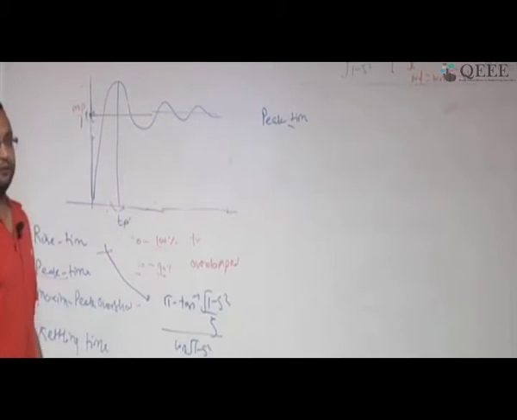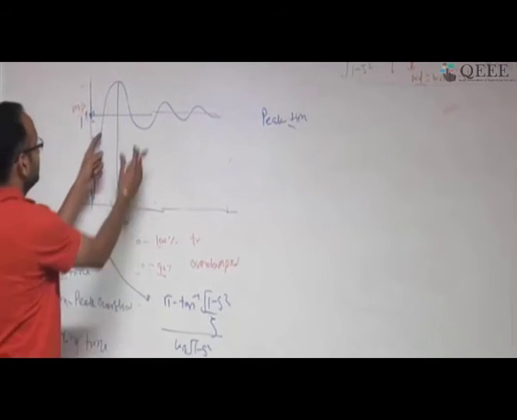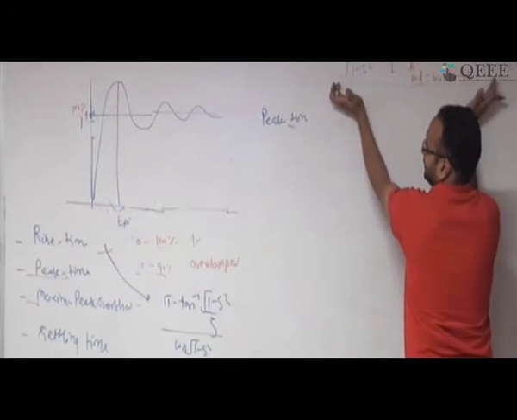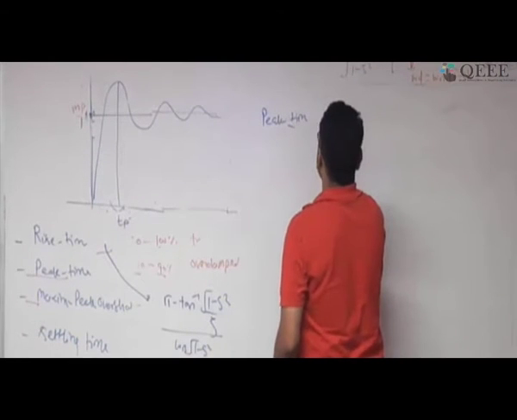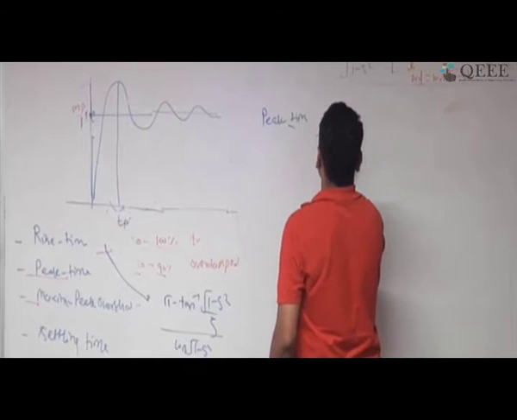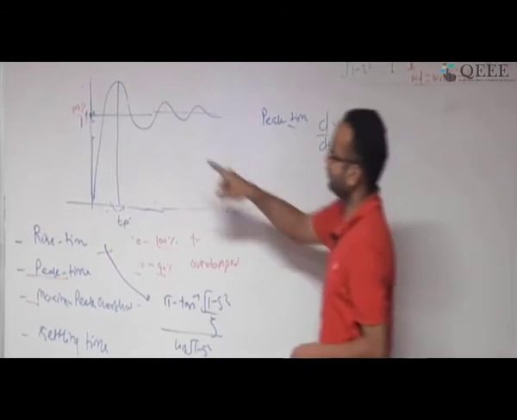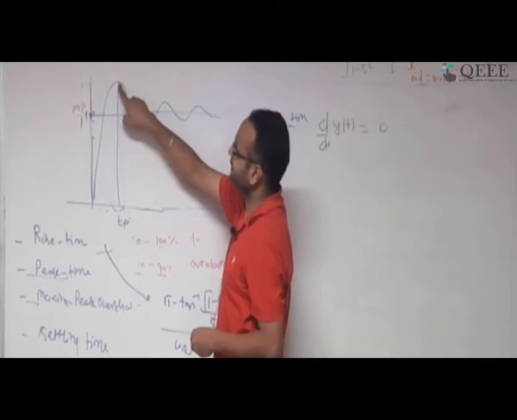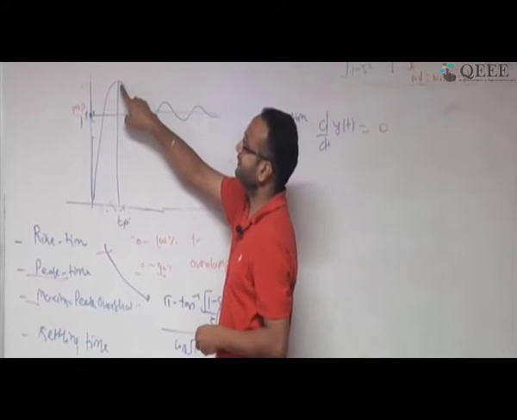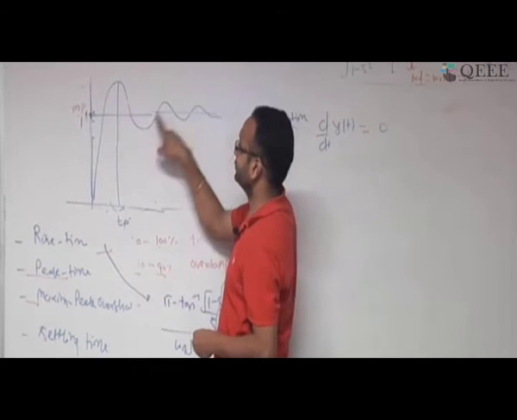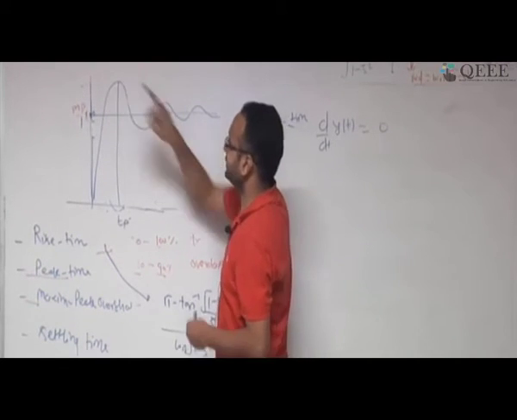From the fundamentals of differential equations, we know when this entire response is going to reach a maxima. So what do we do? We differentiate it: d by dt of y(t) equal to 0. Correct? We want to know at what location it is reaching a maxima. The maxima is going to be a saturation point, so the derivative is going to be 0. This point also is going to be 0, this point also 0, but I am interested only in this part.